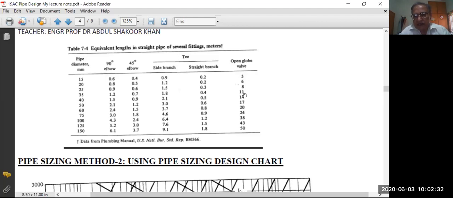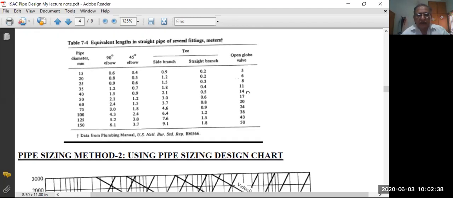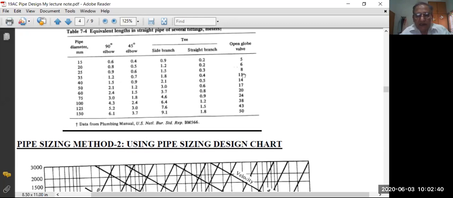And for valves, here it is the column for open globe valve. There is a type called the globe valve. These are the types of valves. If the globe valve is fully open, not closed partially, the data will be different when partially closed. But for a fully closed globe valve, there is resistance, an obstruction in the flow, and it causes this much equivalent length, as if there is a pipe of this much length.